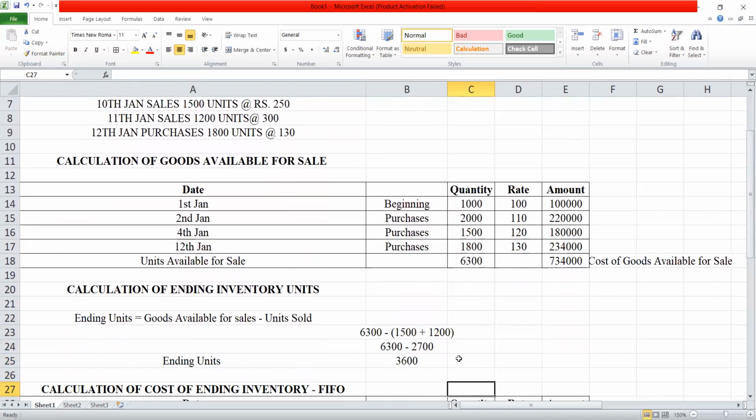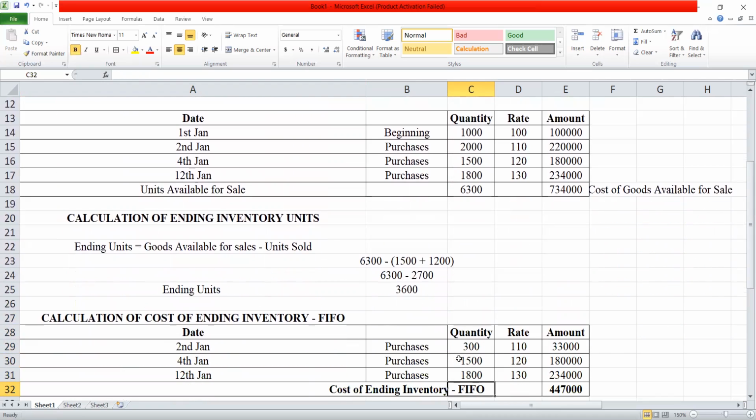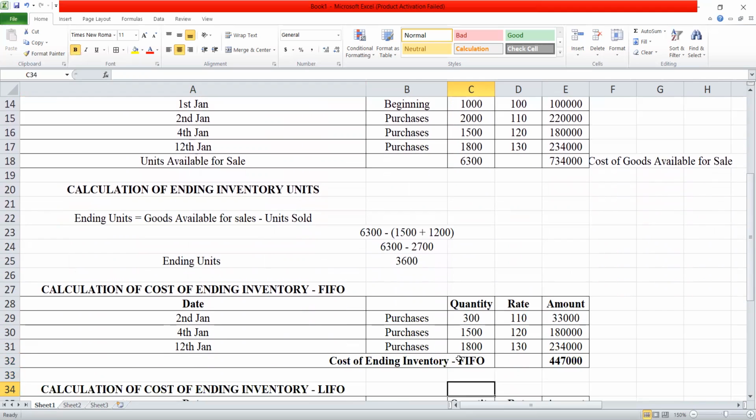So after the first step, the second step is calculation of ending inventory units. That is, ending units is equal to goods available for sale minus units sold. Then you will get the amount of ending units. Now it's simple, you have to put the values of ending units according to FIFO, LIFO, and FCO.